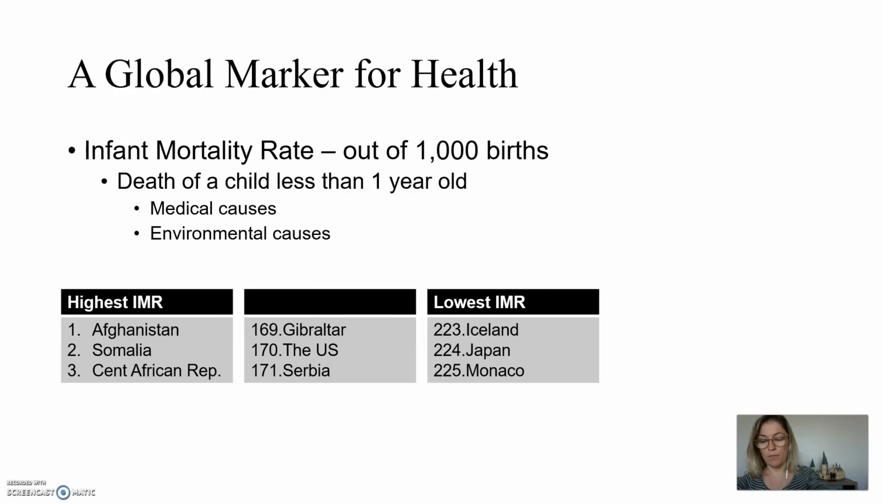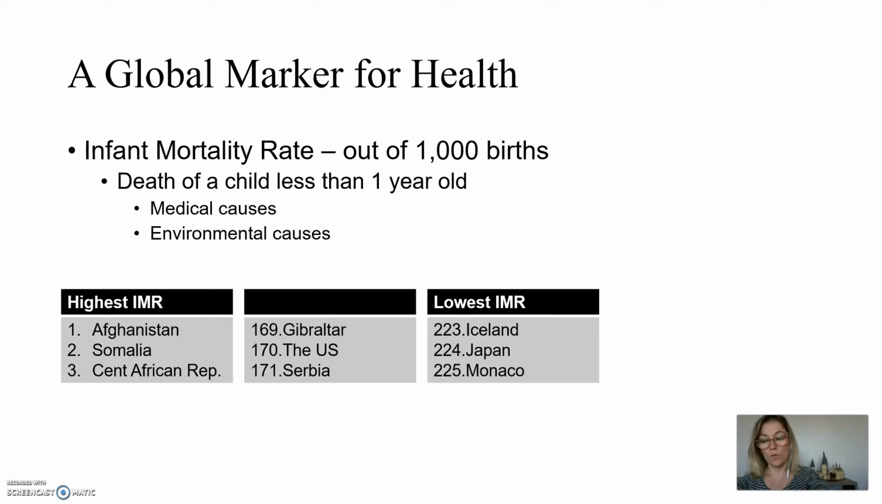Now, one of our best global markers for good health is something called the infant mortality rate. It is how many out of 1,000 births die before the age of 1 year old, right? There are medical causes for the infant mortality rate and environmental causes. Medical causes are things like access to healthcare, prenatal vitamins, things like that. Environmental causes are, how healthy is your environment around you.